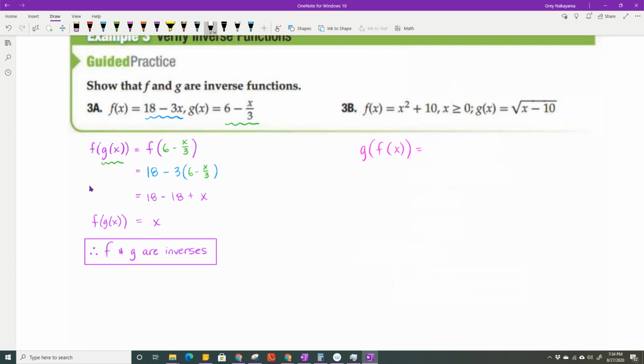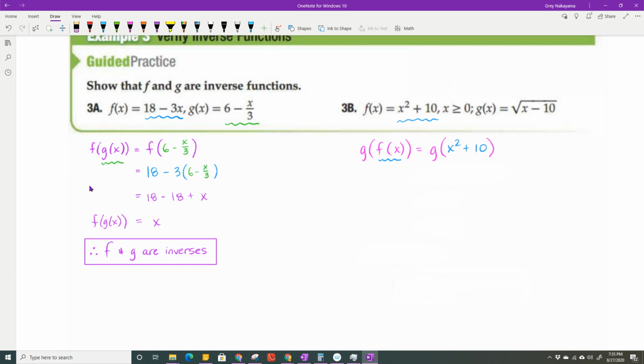So this time I'm going to do g of f of x. It does not matter which one you do. You just got to do it correctly and show the work correctly. So I start on the inside. F of x is x squared plus 10. Okay, so I'm going to have g of x squared plus 10.